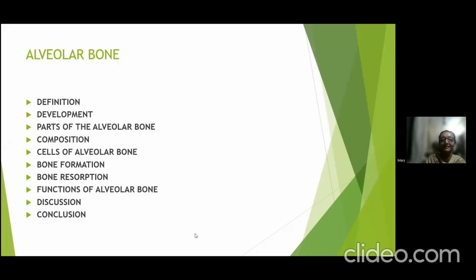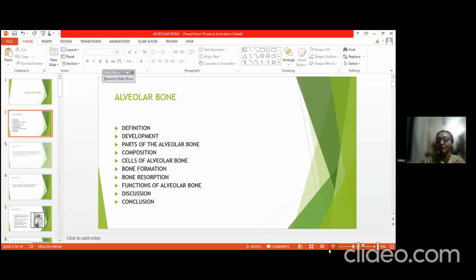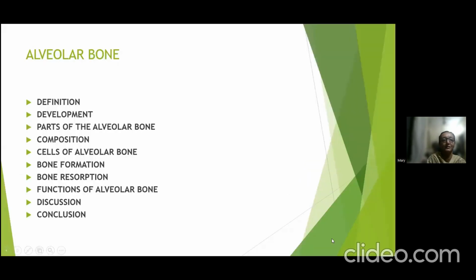Hello everyone. In today's class, we shall discuss the alveolar bone. Here we are going to go through the definition, development, parts of the alveolar bone, its composition, the cells involved in the formation of alveolar bone, bone formation, bone resorption, functions, and we shall discuss in the end the variations which occur in the alveolar bone and conclude.